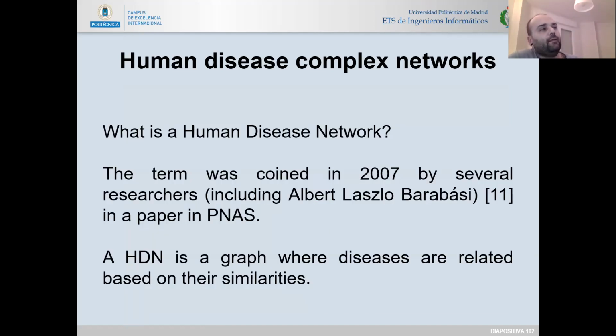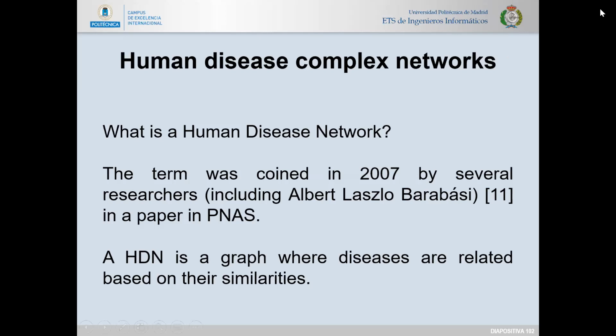Okay. The concept of human disease network was coined in 2007 by several authors, including Albert Laszlo Barabasi, a very well-known physicist working in the field of complex networks, in a paper that was published in PNAS. Basically, HDN is a graph where the diseases are related based on their similarities.